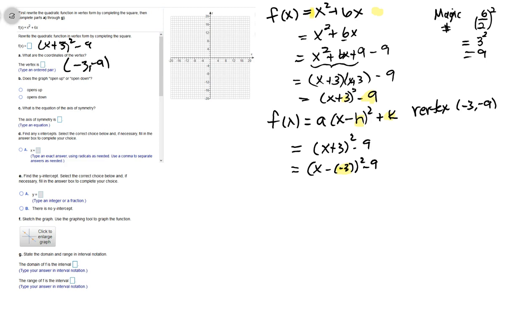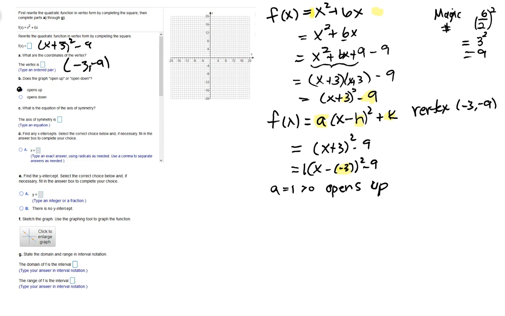The next part says, does the graph open up or down? And we're going to use that value of a to say whether it opens up or down. So our value of a would be 1. A is 1, which is positive or greater than 0. So that means that this parabola is going to open up. So it opens up.